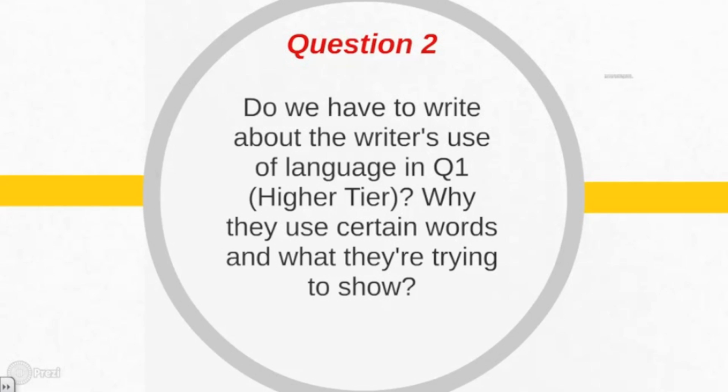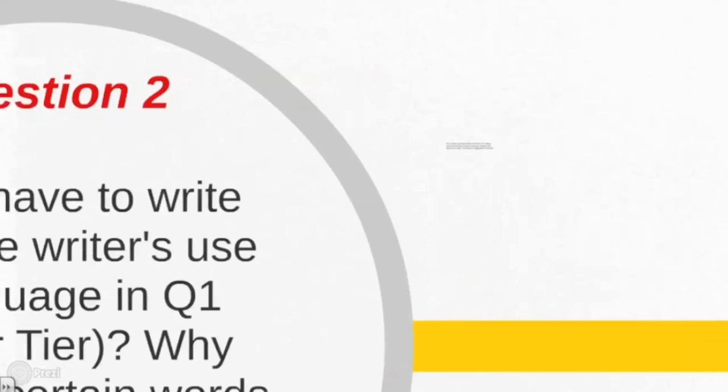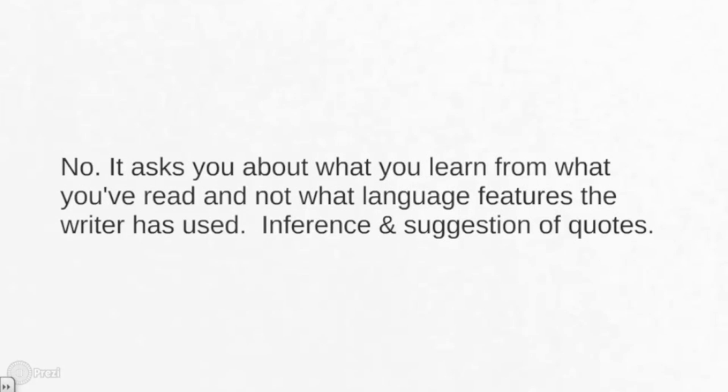So firstly, on the higher tier paper, question 1 is an 8-mark question, and you do not have to pick out the language, okay? You do not have to say what language features are used. It does not ask you about that. It asks you about what you've read and what you've learnt. So yes, you do have to think about the words that are used and what those words suggest and tell you, but you do not pull out any language features and analyse those language features, okay?